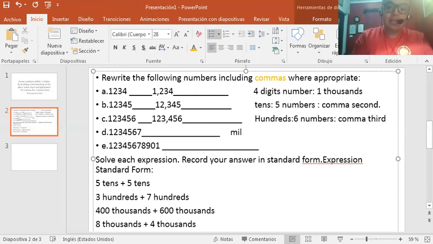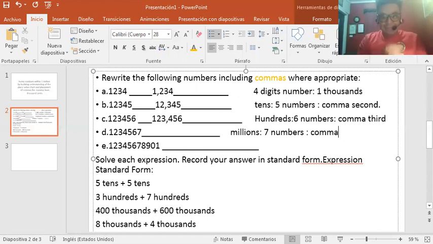and here we're going to identify the comma in the million. When we're talking about millions, how many numbers does the million have? 1, 2, 3, 4, 5, 6, 7. The million has 7 numbers.